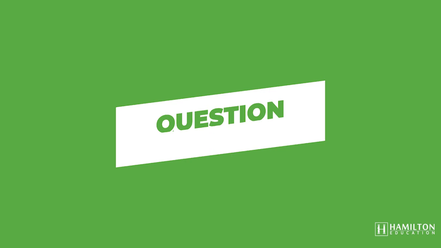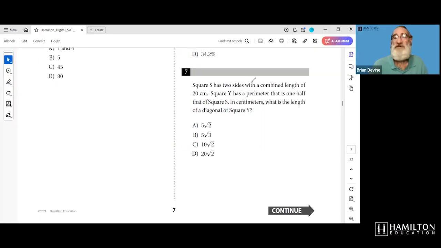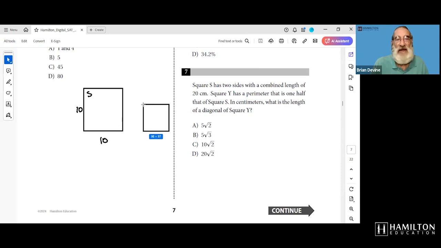Question 7. Square S has two sides with a combined length of 20. So square S has two sides with a combined length of 20, then they must be 10 and 10. So this is square S. Square Y has a perimeter that is 1/2 of square S. Well, that would mean all lengths are then 1/2. And so it would have a perimeter 1/2, then its side lengths must each be 1/2. So this must be 5 and 5 in square Y.